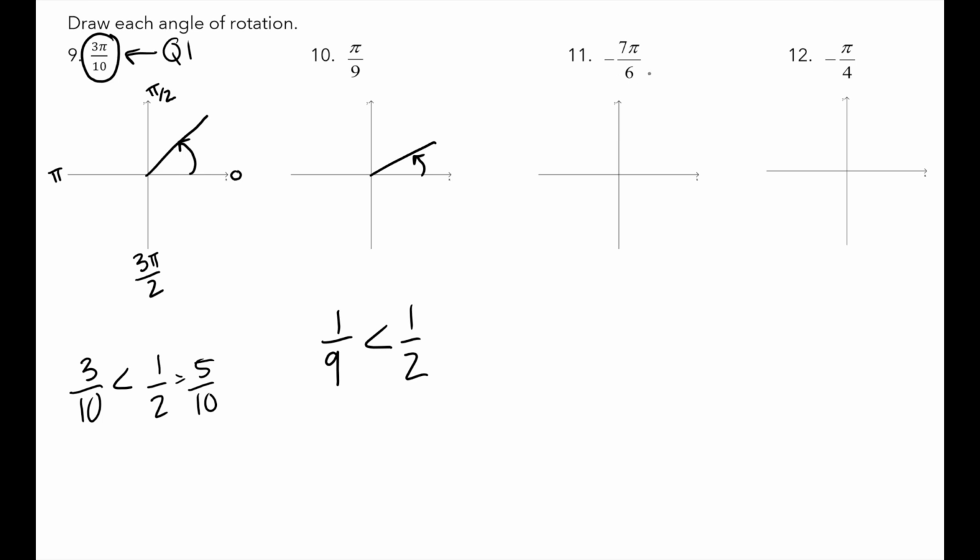If I have negative 7 pi over 6, let's just change that. Let's just start with positive 7 pi over 6. 7/6 is greater than 1/2, and it's also greater than 1. So remember, here this is half of pi, this is 1 pi, and this is 3/2 of pi. My angle is 7/6 of pi, so I know that's bigger than 1/2, bigger than 1, but less than 3/2. So somewhere in that quadrant.